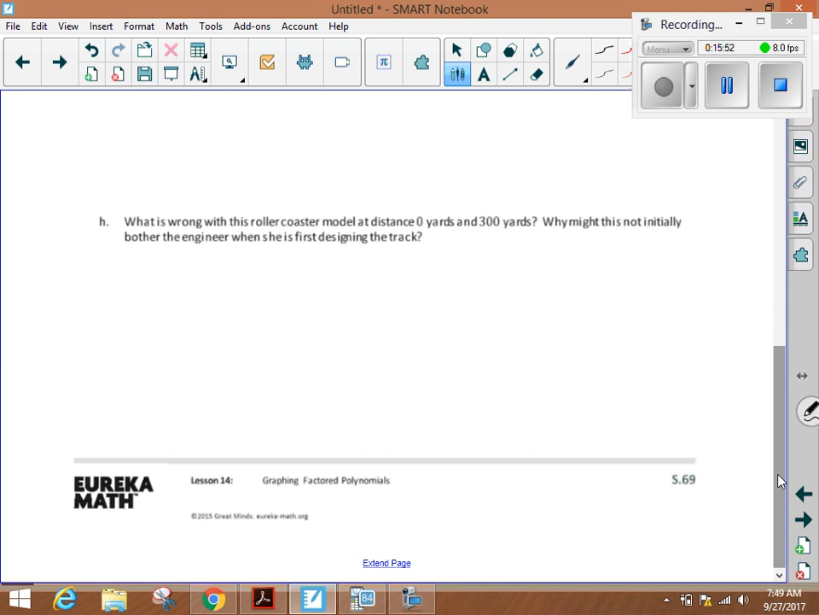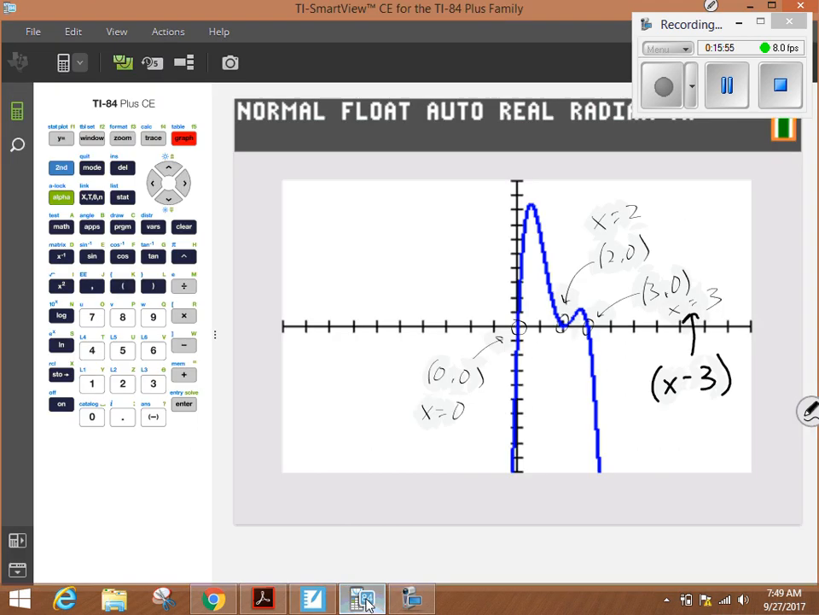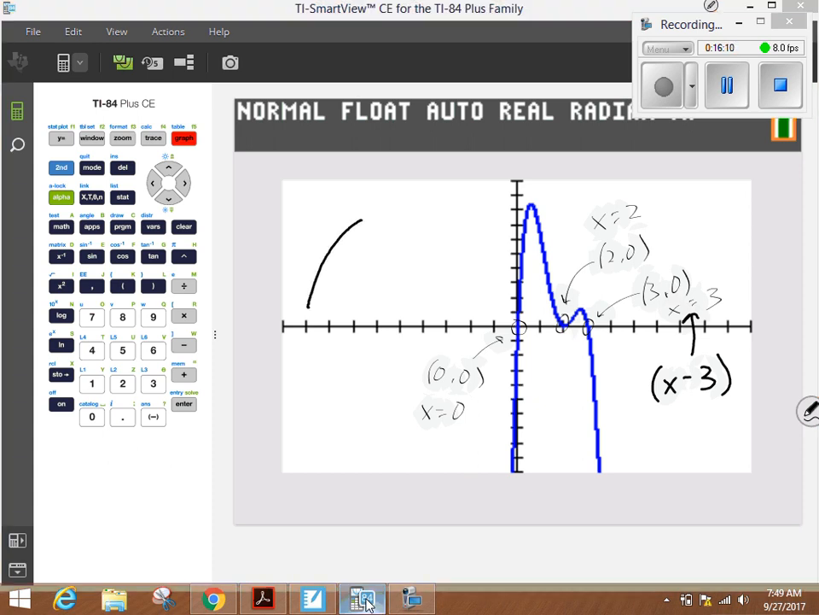So, hey, what's wrong with this roller coaster model at distance 0 yards and 300 yards? So let's look at it. At 0 yards, have you ever seen a roller coaster that rose that quickly? And furthermore, this thing actually has a shape like that. Of course, it's much steeper, but roller coasters don't go up that way, do they? They go up like that, right? So there's a problem. It starts off going very close to vertically. And if I was on a roller coaster like that, it'd be like, what did I sign up for? In an excited and happy way.